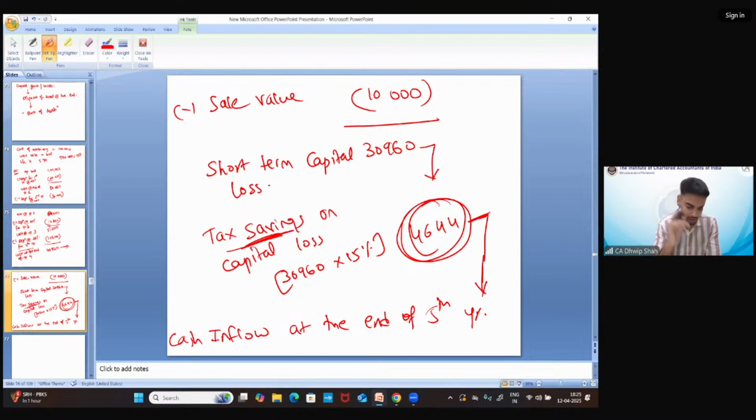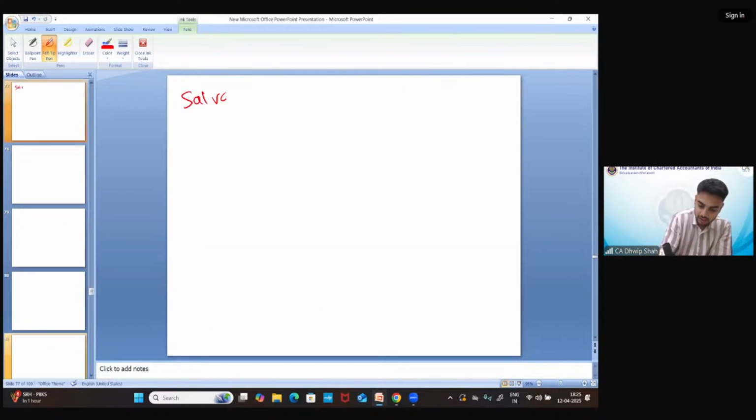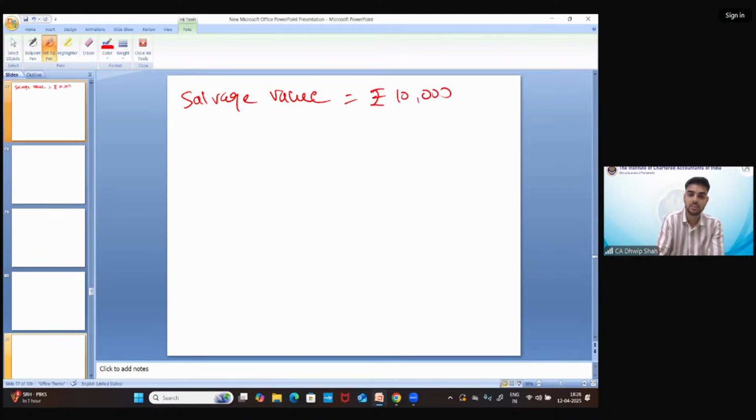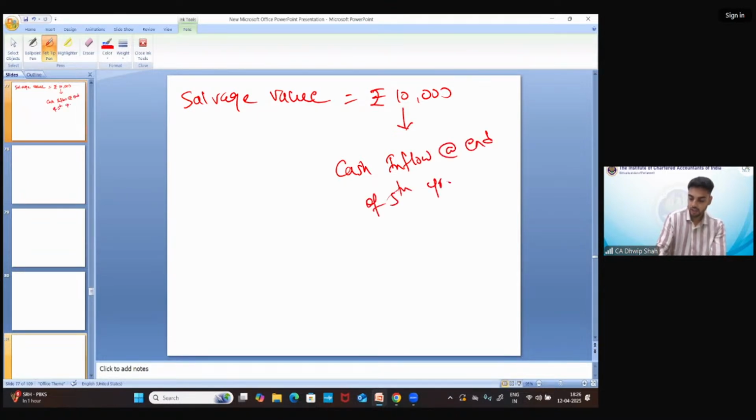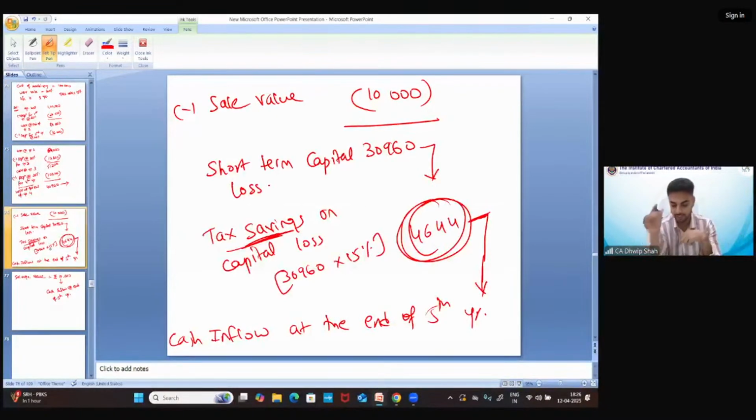Are you getting this? And apart from this, can I say you will earn the salvage value of rupees 10,000 as well at the end of the fifth year? Yes or no? The sale value, the scrap value, the salvage value. So again, this is your cash inflow at the end of the fifth year. So at the end of the fifth year, additionally there would be two inflows. One is the salvage value of 10,000 you would earn as sales, and apart from that there would be some tax savings as well. Are you getting this? Is everyone following? Clear?